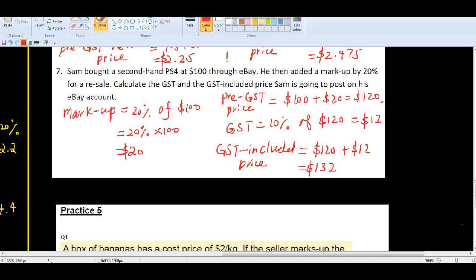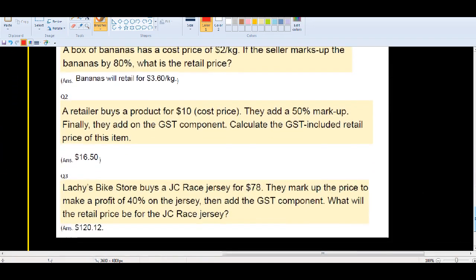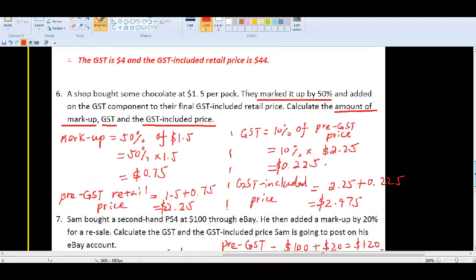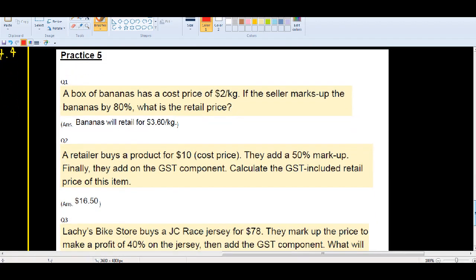Alright, so in your notes there are only 3 questions for this exercise. But for the next exercise there will be a lot more practice. I would like to finish the next chapter, which is called discounts, before I give you more questions to do, because discounts and markup link together. Okay, so see you next time. Bye bye.